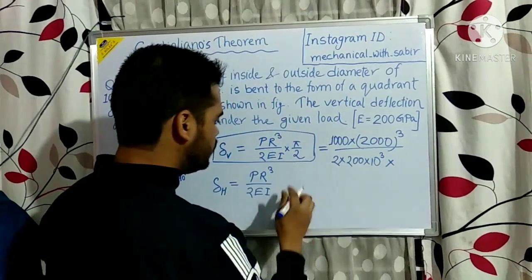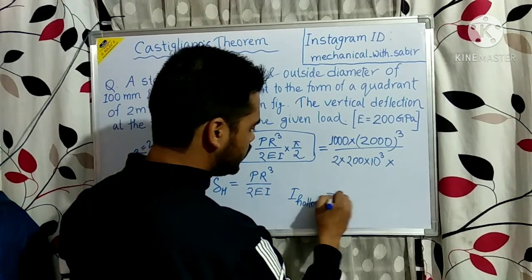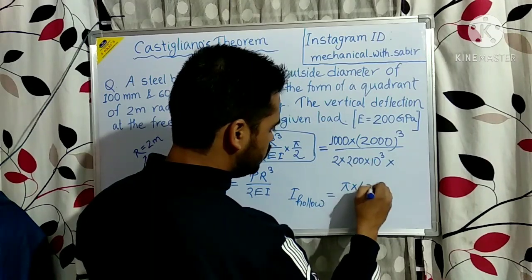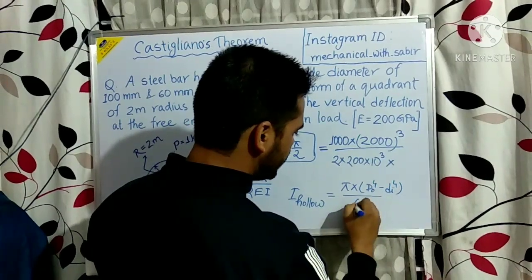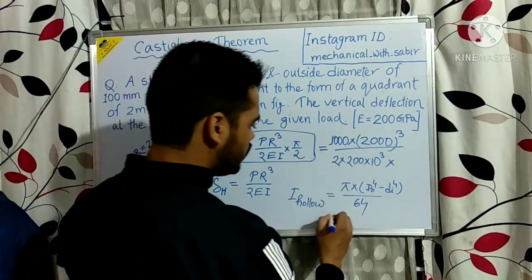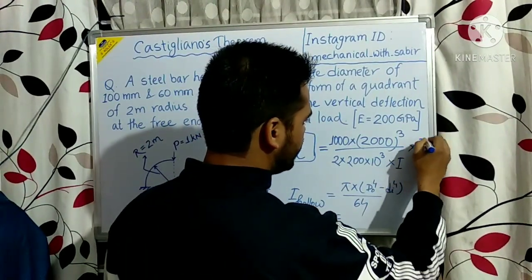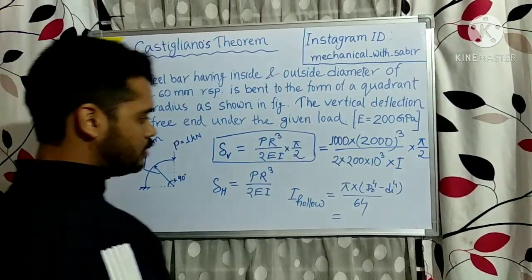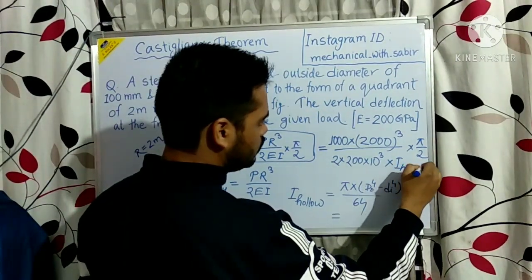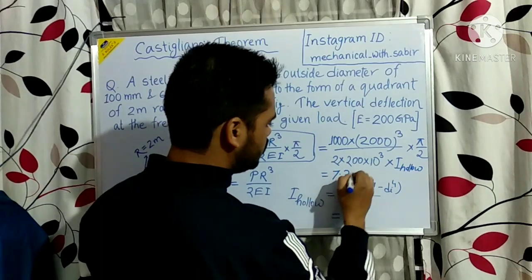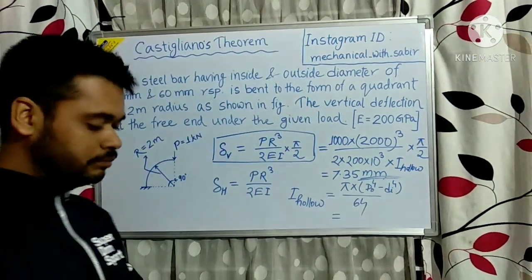Moment of inertia in case of a hollow cylindrical bar is given by pi into outer diameter power 4 minus inner diameter power 4, divided by 64. So you can find this I value, and the entire thing will be multiplied by pi by 2. If you put this I hollow value here, the answer will come as 7.35 mm. So this is the final answer.